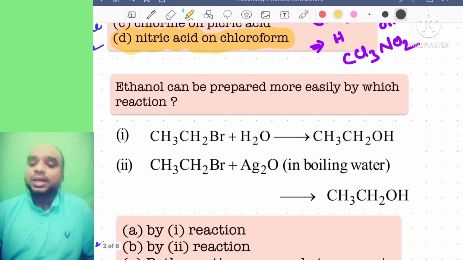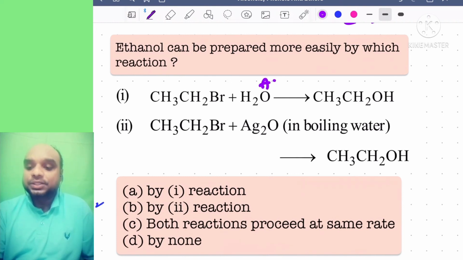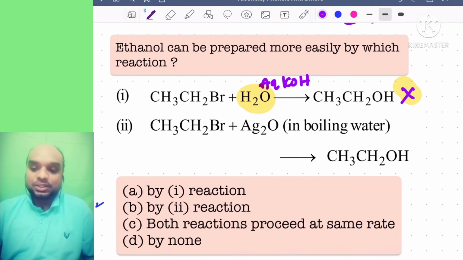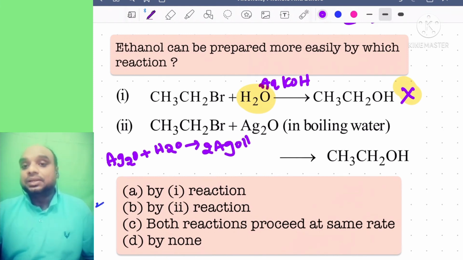Next, ethanol can be prepared more easily by which reaction? Ethyl bromide reacting with aqueous KOH can give ethyl alcohol. But here H2O is given, so the first is not possible to give alcohol. Second, ethyl bromide reacting with silver oxide in boiling water: silver oxide reacting with hot water is converted into silver hydroxide.